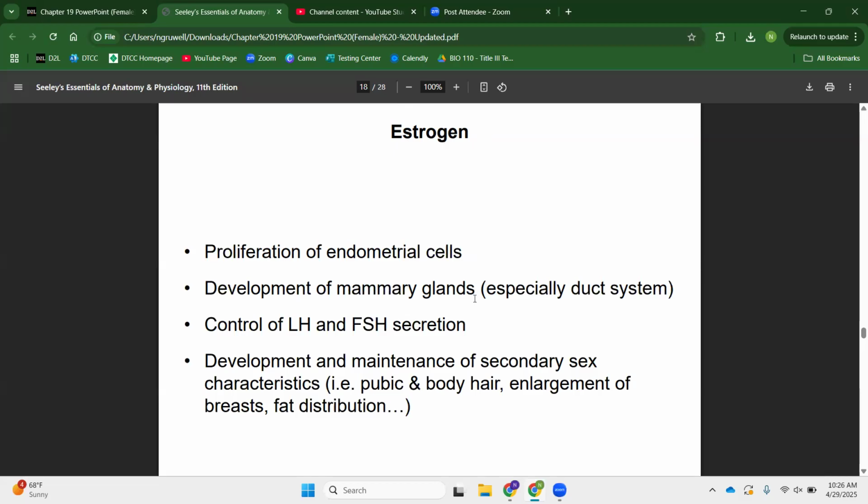And so I mentioned prolactin and oxytocin, but estrogen has a role in this as well. And I also mentioned that our female system kind of controls our cycle with a balance of hormones. So based on our estrogen levels, that's partly what will control when LH and FSH are secreted. And again, development and maintenance of the secondary sex characteristics, just like testosterone in the male system.